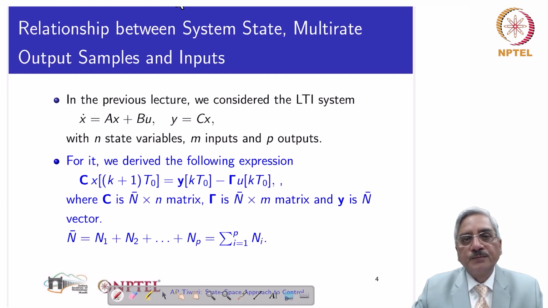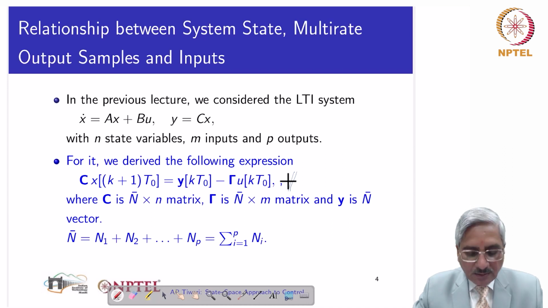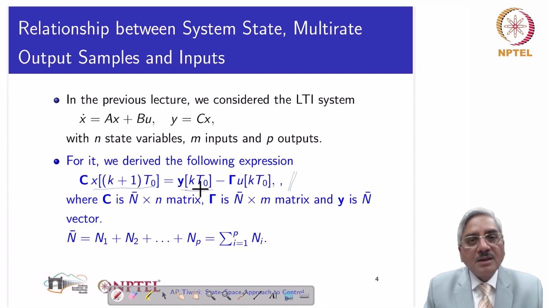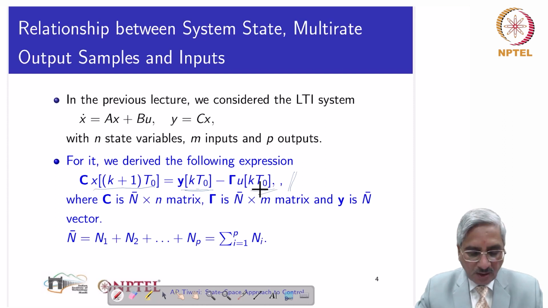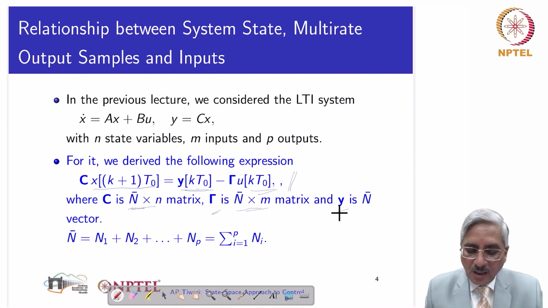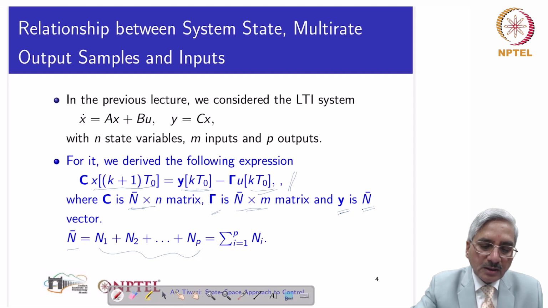When we did that, we obtained this relation between the system state, the stack of outputs, and the inputs to the system. Here bold C is an n bar by n matrix, bold gamma is an n bar by m matrix, and this stack of outputs y is an n bar vector. This n bar is the summation of all these N. This we saw in the preceding lecture.